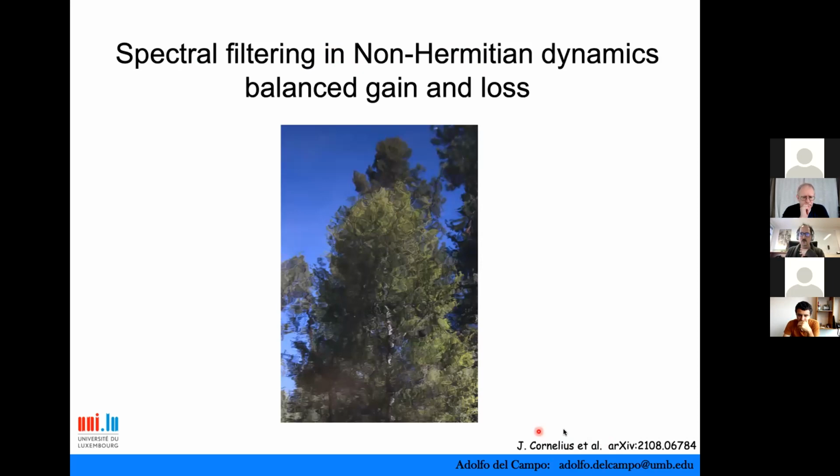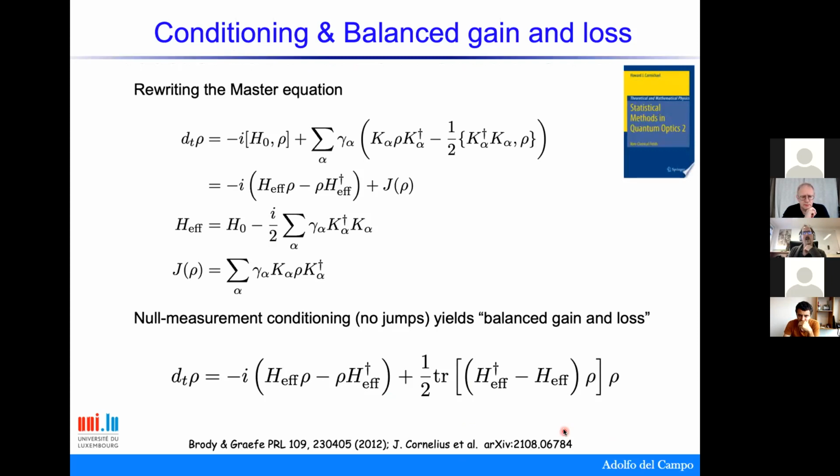I'm going to motivate non-Hermitian systems again from the standard theory of open quantum systems. So I will assume I have a Lindblad master equation, and it is standard to rewrite it in terms of an effective non-Hermitian Hamiltonian and a quantum jump term. I can take this anti-commutator and add it up here, and I get this effective non-Hermitian term. And this is the so-called quantum jump term, J rho, which I can separate. So it's just a rewriting of the master equation.